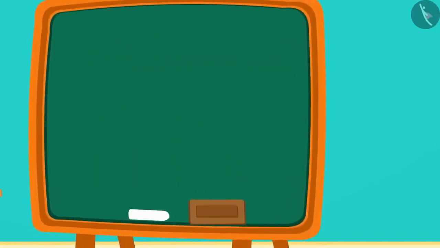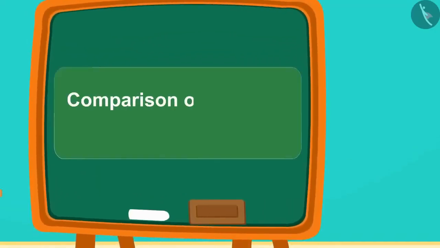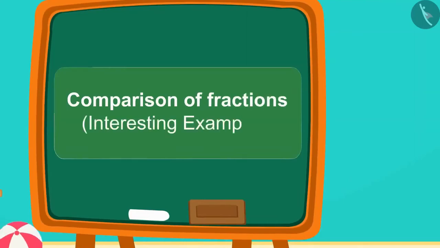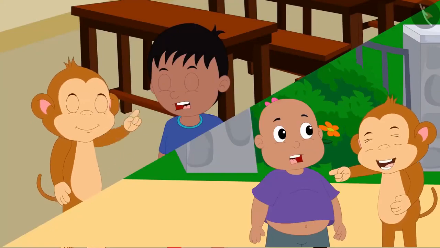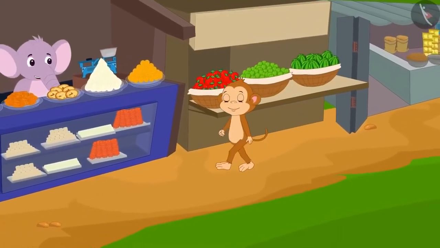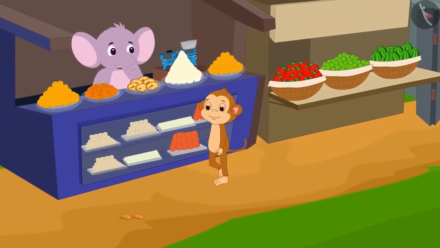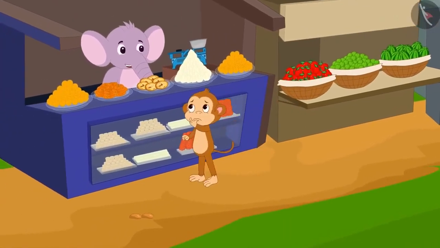Hello children! In this video, we will see some interesting examples of identifying and comparing fractions. Babban does a lot of mischief with all the people in the village. Today, he has come to buy sweets at Appu's sweet shop. He could not decide which sweets he wants to buy.